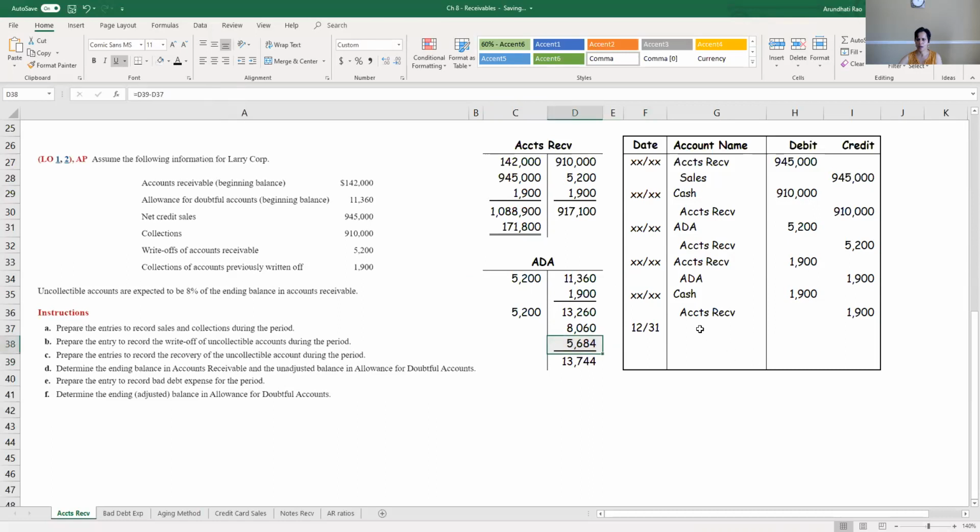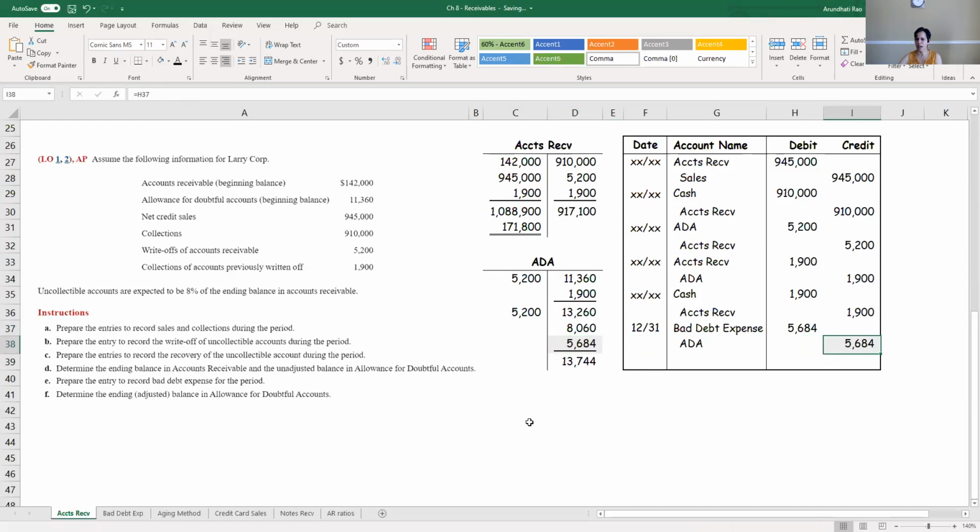taking this number. My journal entry is bad debt expense debit, allowance for doubtful account credit, and this is the number I'm going to use in my journal entry. So allowance for doubtful account credit. So all along what you saw was I did the journal entry first, and then I put the number in the T account. In this case, I first calculate the number in the T account, and then I plug that into my journal entry. So I'm working backwards over here for this last part.